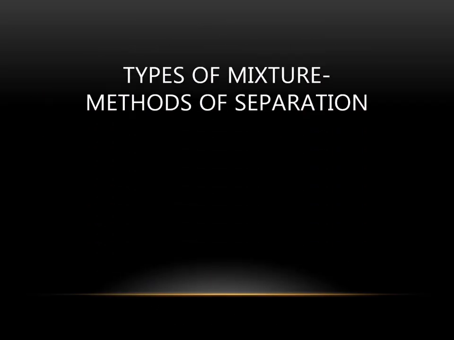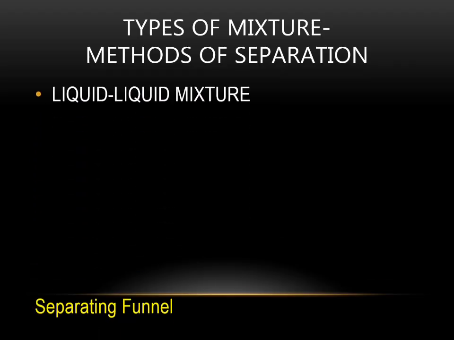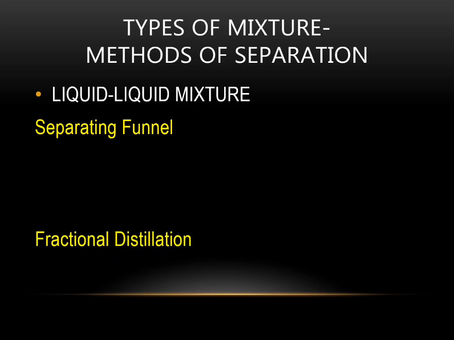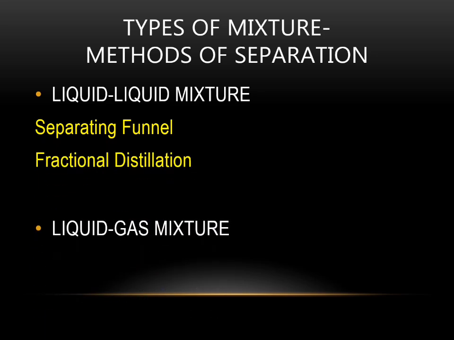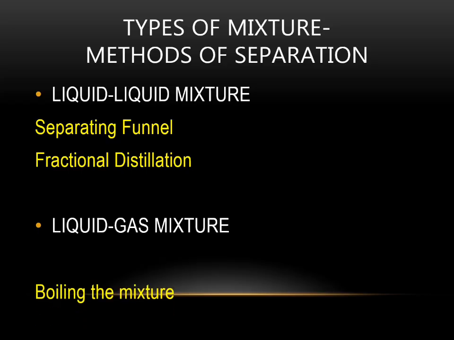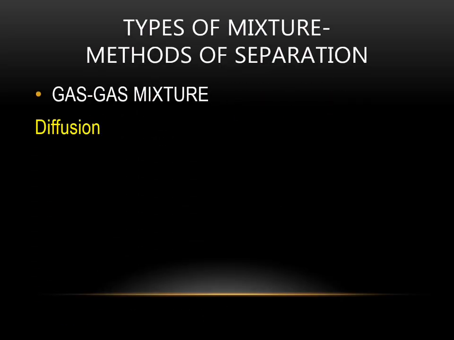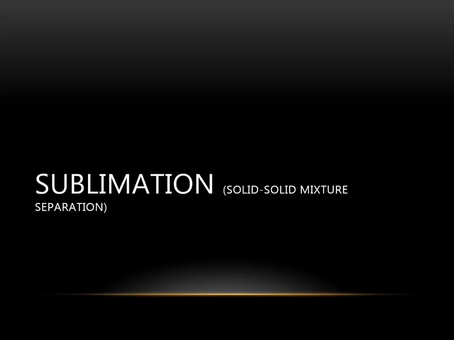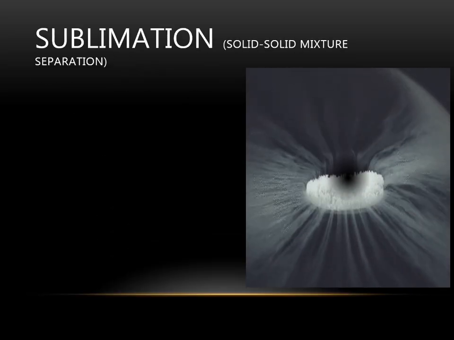Types of mixtures that can be separated like liquid-liquid mixture. Liquid-liquid mixture can be separated by separating funnel, fractional distillation, and then liquid-gas mixture can be separated by boiling the mixture. Gas will escape the liquid, right? So that is all methods of separation. Gas mixture can be separated by diffusion, solubility in solvent. Chromatography and centrifugation can also be used to separate some specific components.